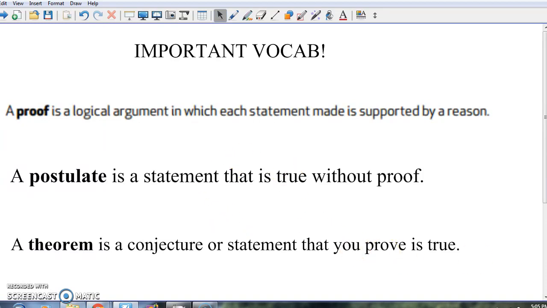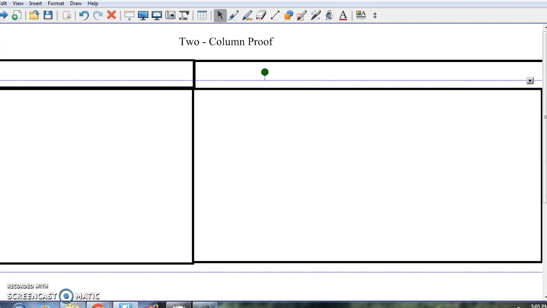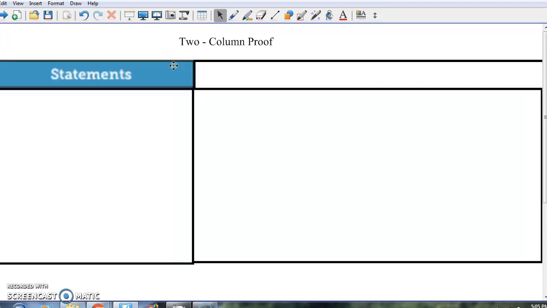Moving on. The format that we're going to talk about is a two-column proof. A two-column proof will look like a T-chart. On the left side of the T-chart, there should be statements, so you would label that column statements. And on the right side of the T-chart, it would be reasons, and you would label that side reasons. It's very important that you label everything.